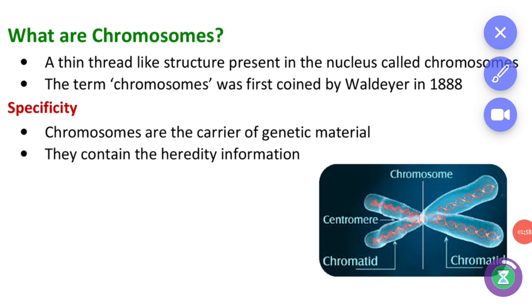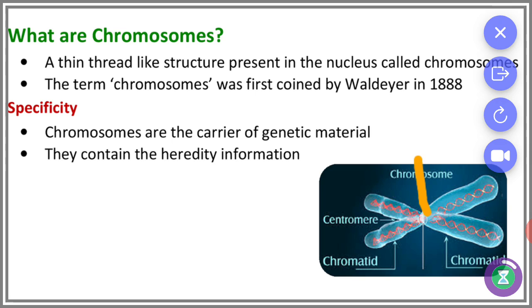Next, what are chromosomes? A thin thread-like structure present in the nucleus is called chromosome. The term chromosome was first coined by Waldeyer in the year 1888. Chromosomes are carriers of genetic material from one generation to another, and they contain the hereditary information. You can see the structure of a chromosome: this is the centromere, these are chromatids, and this one is the sister chromatid of the chromosome.